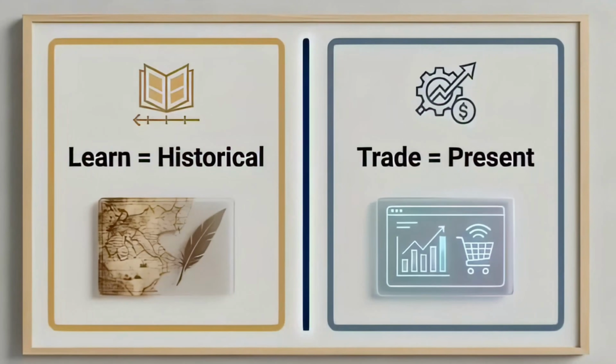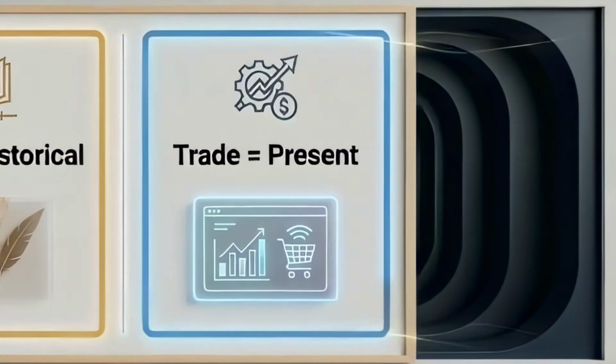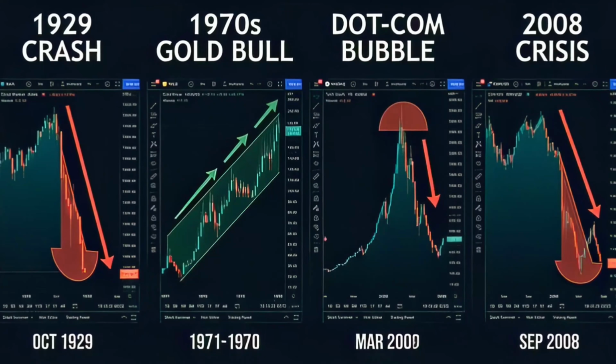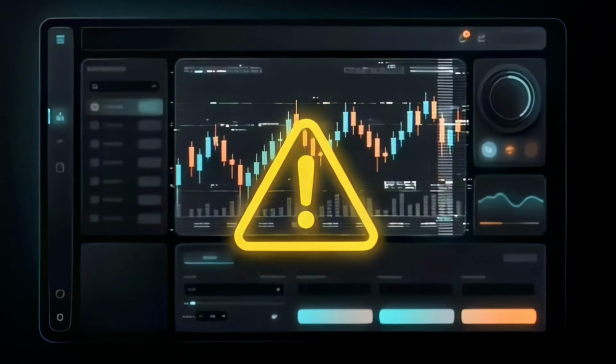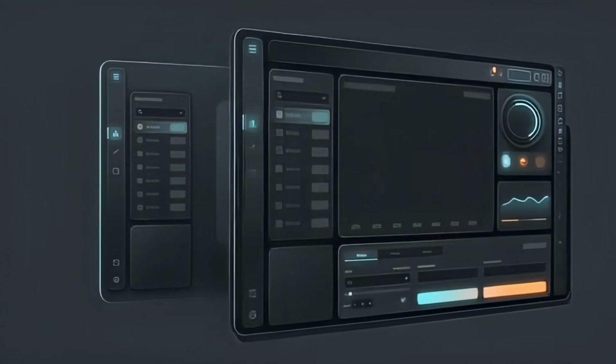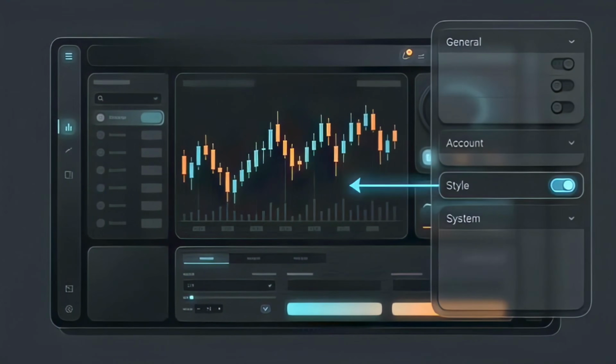Here is my honest recommendation. Learn in historical, trade in present. When you are studying, historical shows you hundreds of examples to train your eye. But when you are actually looking for a live trade, all that history is just noise competing for your attention. Flip to present, and the chart suddenly breathes.